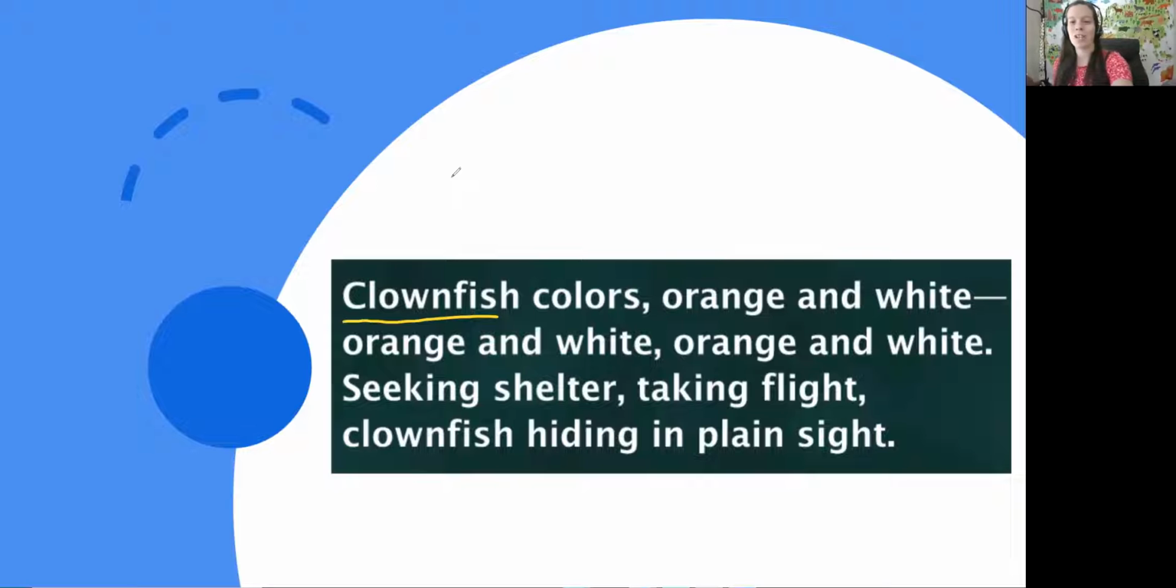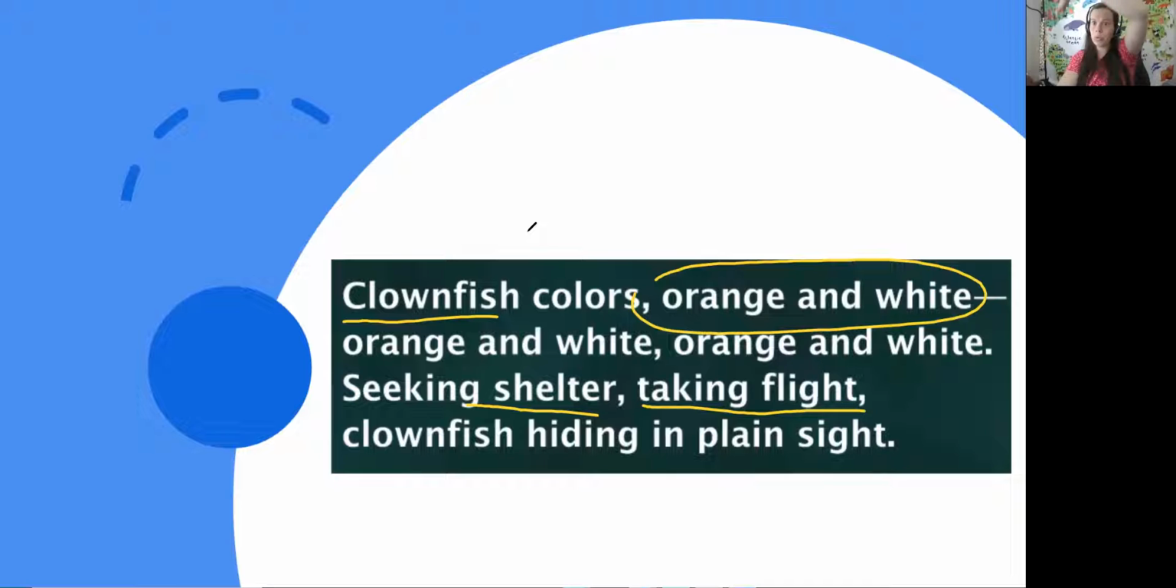So we have orange and white clownfish. And what are these clownfish doing? Seeking shelter. So they're trying to hide, just like in the stanza before. Taking flight. Woo! And they're hiding in plain sight. Look at that. Let's see what the picture had.